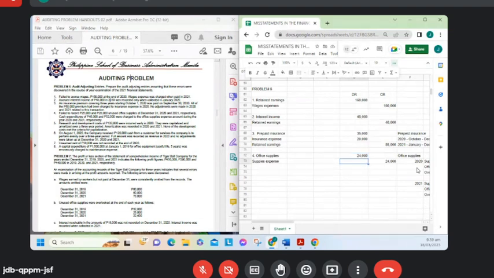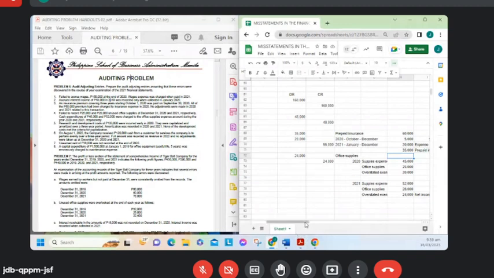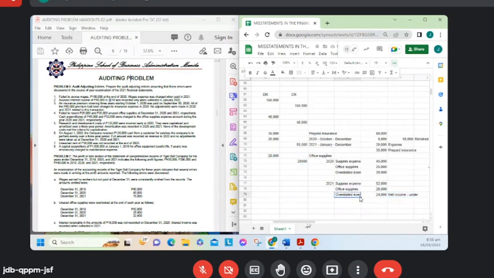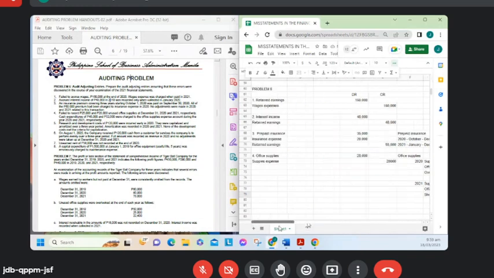No, kasi at the end of the year, sabi niya dito, the unused supplies is 28,000. So that's the cumulative amount already. Bakit 24 to? Mali, 28,000 should be expense. Okay? So that's the correct expense. So for this number 4, no?